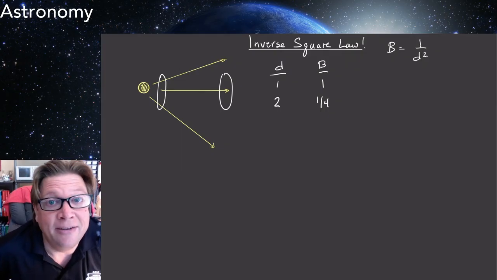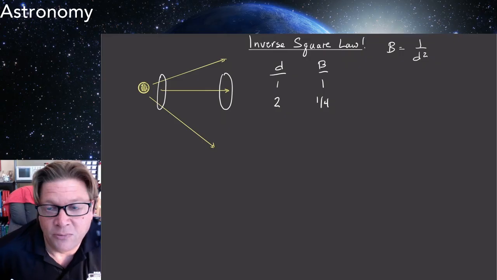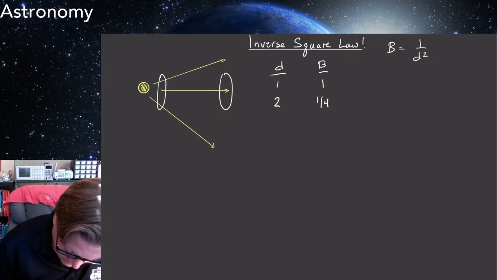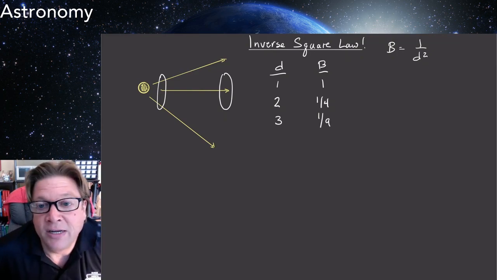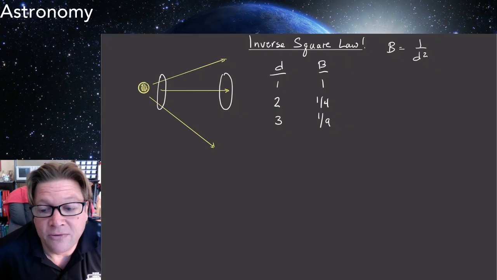Right? It doesn't get halved. It's not half as bright. It's a quarter as bright. You've got to square it. If I go 3 times further away, you'll get the pattern. Then the brightness is only a ninth, right? You square the distance.